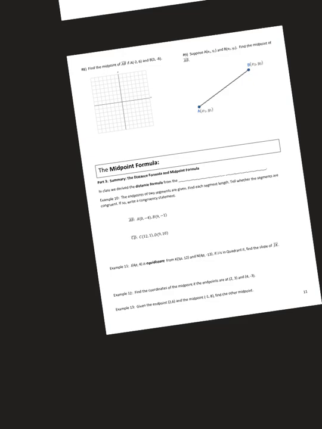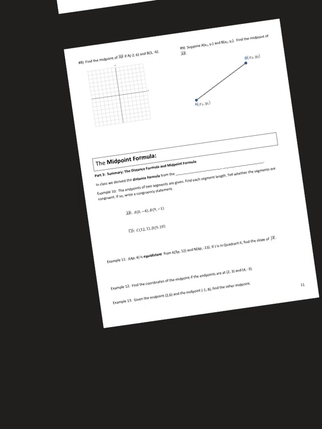So this is page 11 of your notes, and I'm going to do number 8, and I'm going to do number 9, and then I'm going to do example 12 and example 13. Okay, so if you're looking for information on the distance formula, you would want to find the distance formula video.